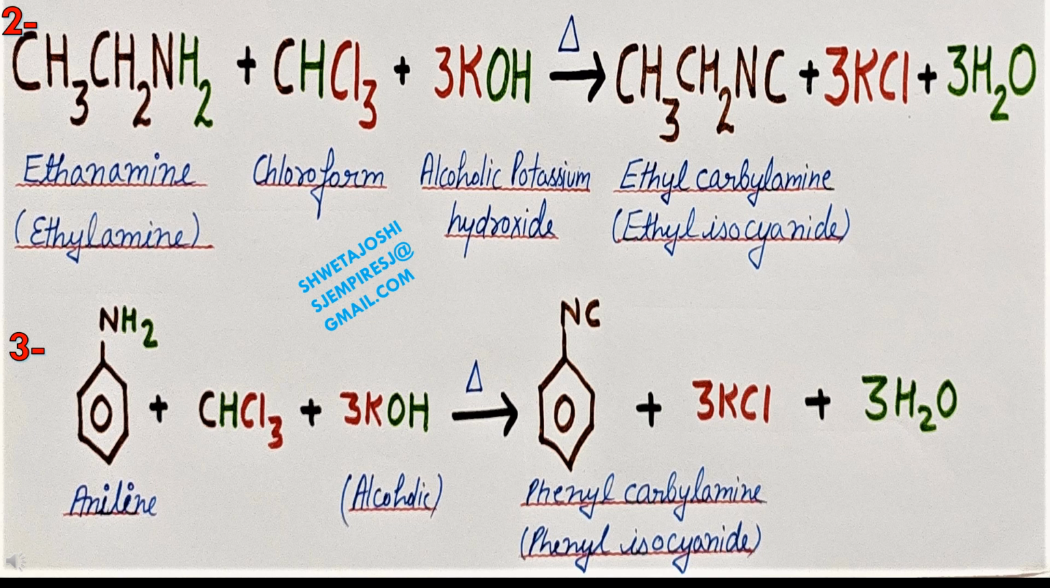In this reaction also, 3 potassium from KOH will react with 3 Cl part from chloroform. It will give you 3 moles of KCl. 2 hydrogen atoms from aniline, 1 hydrogen atom from chloroform and 3 OH part from alcoholic potassium hydroxide will combine giving 3 moles of H2O. Now we are left with aniline having benzene ring N and C part of chloroform. These will combine together forming phenyl carbylamine, that is benzene ring having NC.